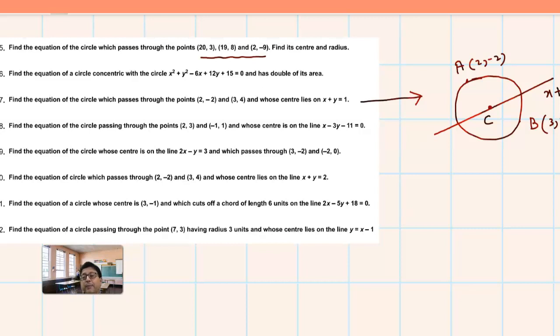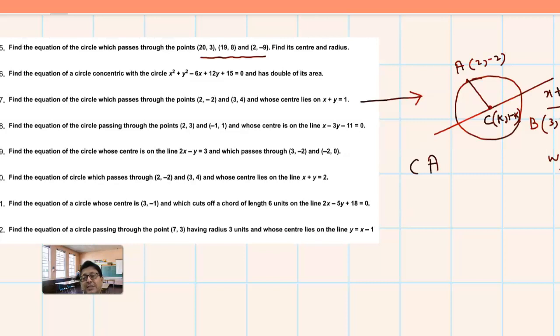A point on this line you can take easily. How? On this line, suppose you have taken the x coordinate equal to k. When x equal to k, you can see that y is coming to be 1 minus k. So the center has coordinates (k, 1 minus k). Now the center to this point distance is equal to the center to the point B distance.